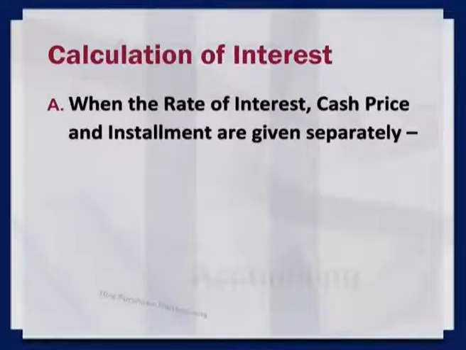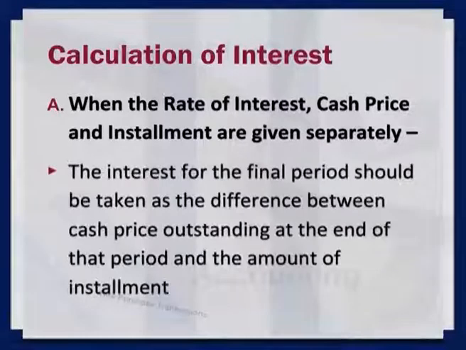There are different situations which explain the methods of calculation of interest, out of which the first is when the rate of interest, cash price and installment are given separately. In such a situation, the cash price, rate of interest, purchase price and number of installments etc. are all given. In that case, calculation of interest is very simple. The interest is to be calculated on the outstanding balance of the cash price at the stipulated rate. The interest for the final period should be taken as the difference between the cash price outstanding at the end of that period and the amount of installment.